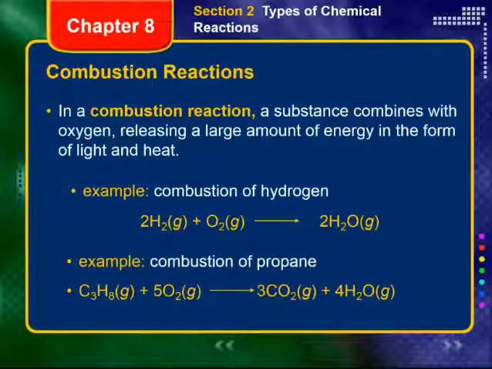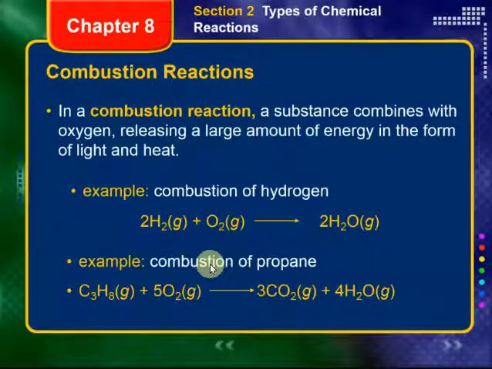In a combustion reaction, the substance combines with oxygen, releasing a large amount of energy in the form of light and heat. Now, we can combust almost anything, meaning we can combine almost anything with oxygen. We can combust hydrogen, in which case we combine the hydrogen with oxygen. When you combine hydrogen and oxygen, you get water, right? So burning this actually creates water.